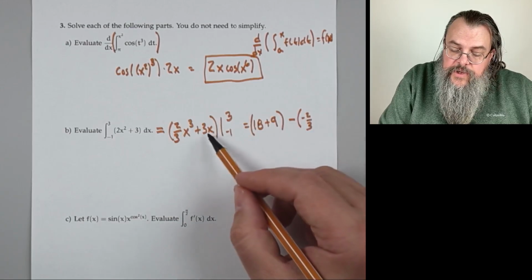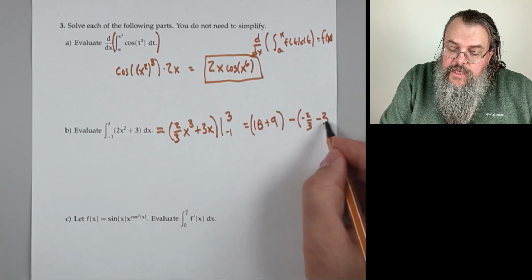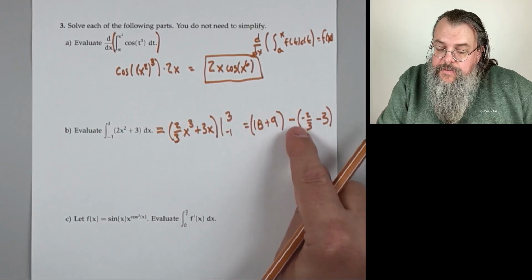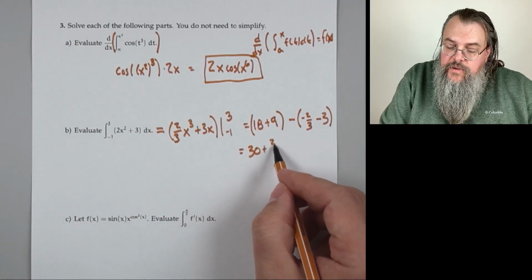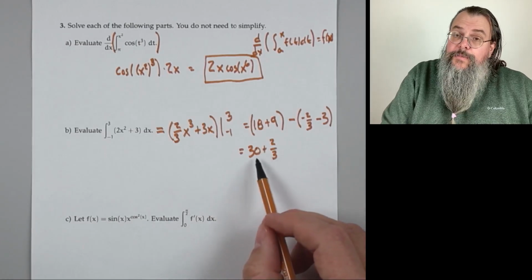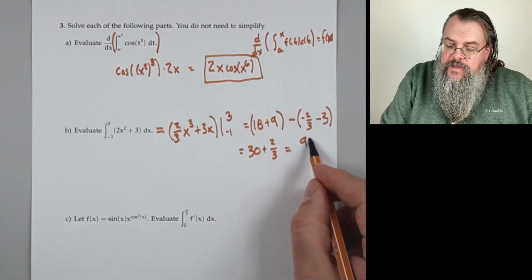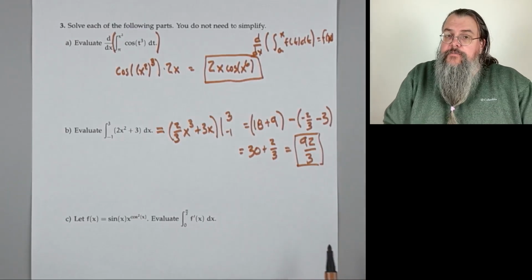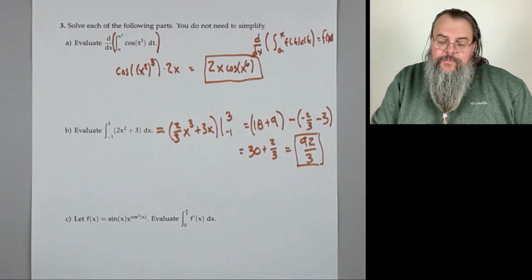And 3 times -1 will be a -3. Well, okay, 18 plus 9 is 27. And then we're going to add 3. So this is 30 plus 2/3. Well, we can make that 90/3 plus 2/3, could make this 92/3. And there we go. All right. Well, that's not so bad.